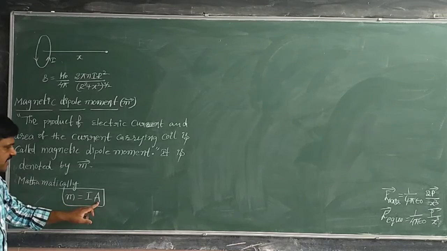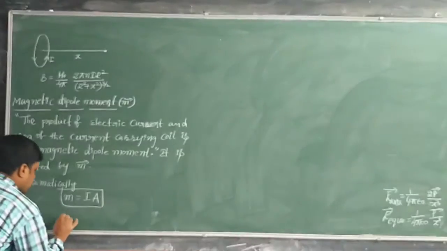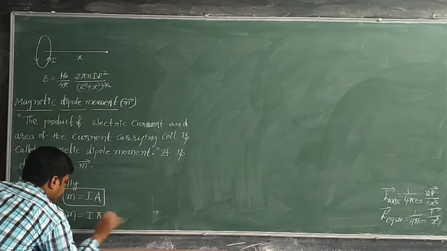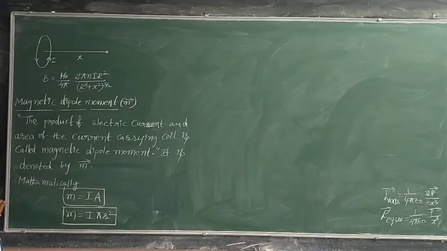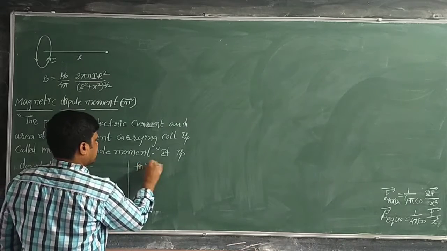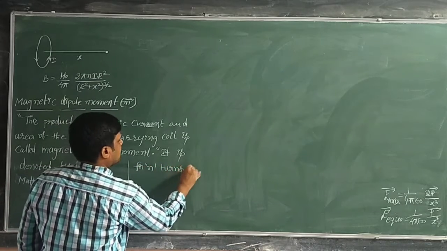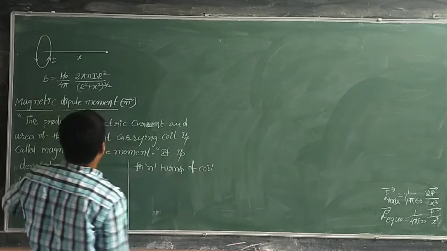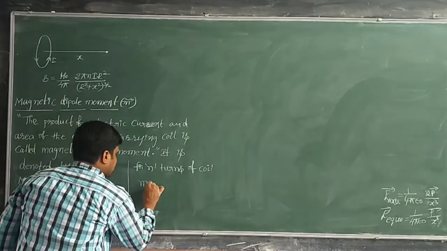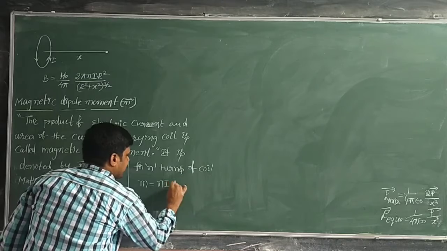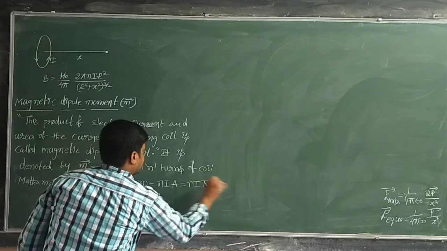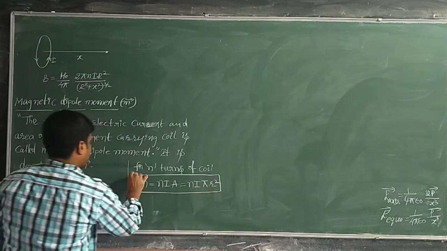Suppose the area of the coil is pi r square, so m is equal to I pi r square also. For one turn of the coil, these are the formulas. For n number of turns, m is equal to n I A, otherwise n I pi r square. Now this is the magnetic dipole moment.